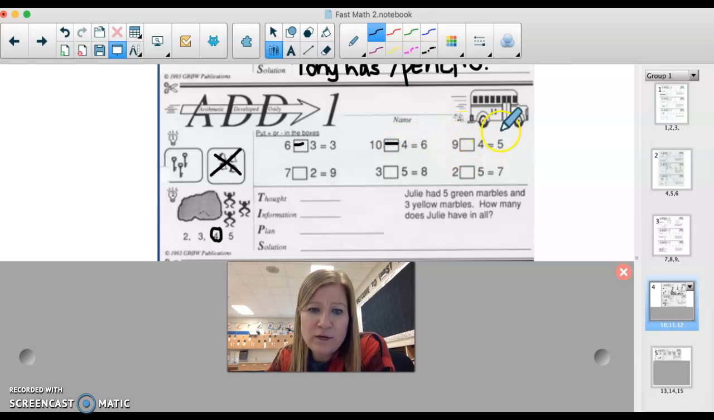9 blank 4 equals 5. So does 9 plus 4 equal 5, or 9 minus 4 equal 5? Minus again. All right, going over to here, we have 7 blank 2 equals 9. So the number gets bigger, so that means we are adding. This one says 3 blank 5 equals 8. It's getting bigger again, so we're adding again. And the last one, 2 blank 5 equals 7. 7's the biggest, so we were adding again.